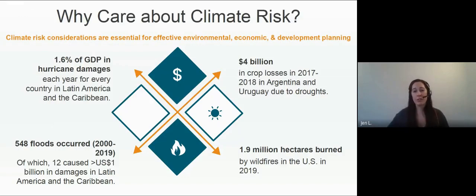Flooding is a huge climate-related impact, especially from hurricanes and tropical storms. There were over 500 floods occurring in a 10-year period in the LAC region, of which 12 caused more than $1 billion US dollars in damages. So I think these are all good reasons for us to care about climate risk and understand that any development planning, any investments in infrastructure, and any investments in our economies that we're making must consider climate risk going forward.